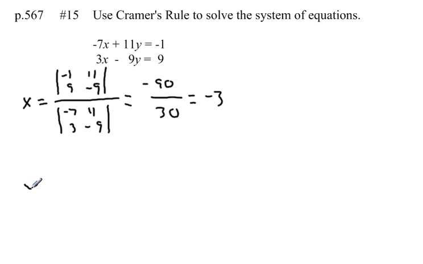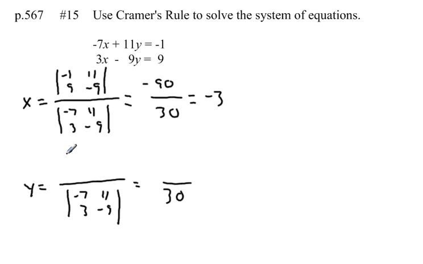Now we can find y the same way. I can say y is equal to, I can write my determinant in my denominator the same way. Now I don't really have to do that because I already know that that value is 30. Now my determinant in the numerator, since I'm solving for y, I'm going to take these two answers and substitute them in place of the coefficients of y. So the coefficients of x will stay the same. The coefficients of y will be negative 1 and 9.